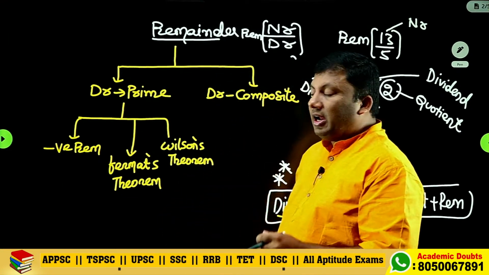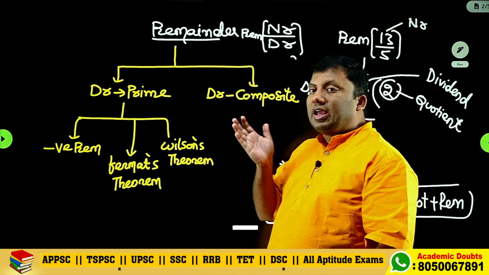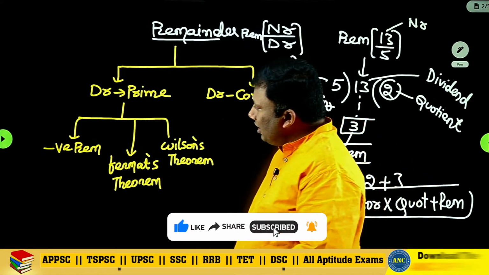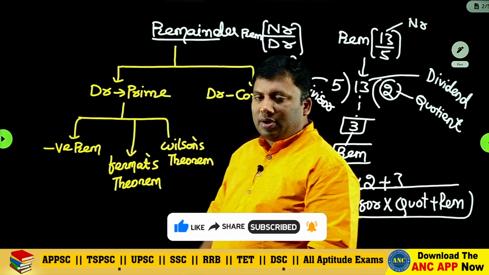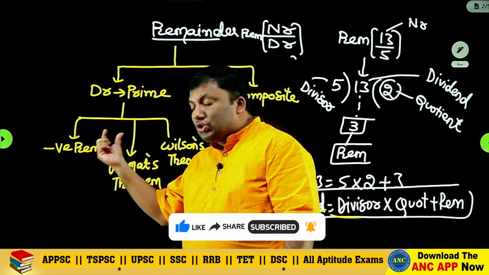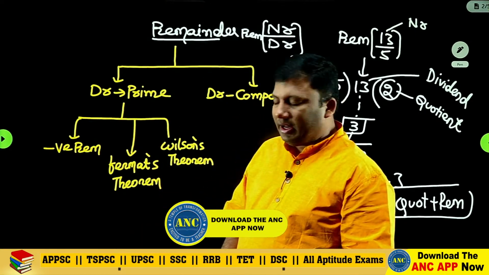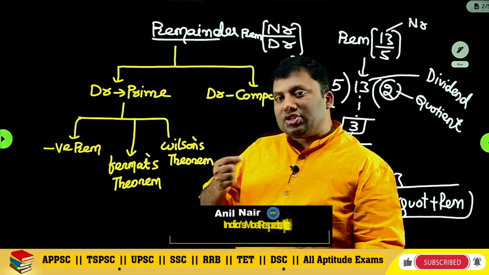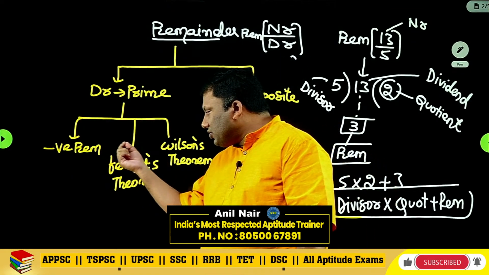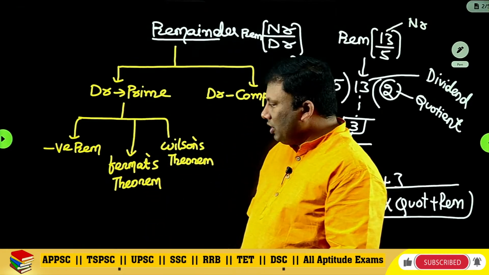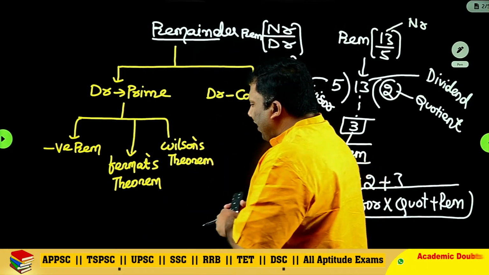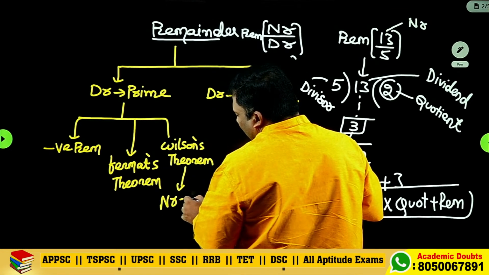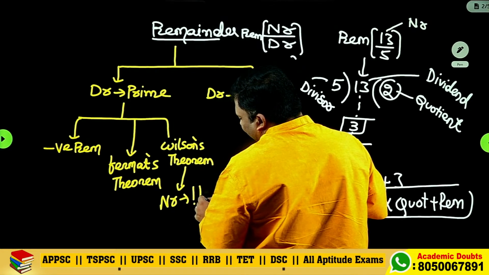In remainder related problems, the denominator can be a prime number, or it can be a composite number. If the denominator is a prime number, first I will try to solve the question using negative remainder. If I am unable to solve the question in less time, then I will use the concept of Fermat's theorem. If the numerator is in factorial format, Wilson's theorem is used.